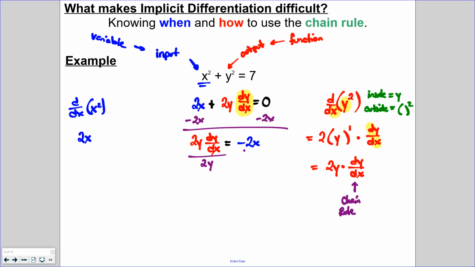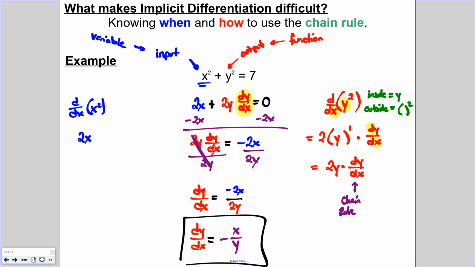So we can divide both sides by 2y, and that's going to give us dy over dx is equal to negative 2x over 2y, which we can simplify down to be negative x over y. So therefore, the derivative of x squared plus y squared equals 7 is just going to be negative x over y. And boom, there we have it. Implicit differentiation.